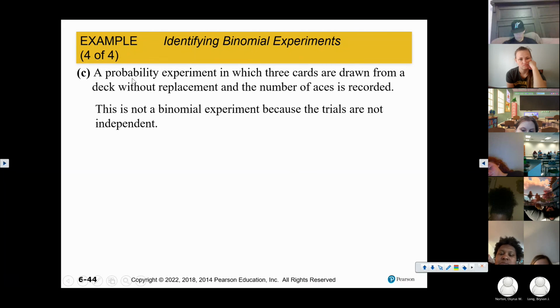Now, this one is not a binomial. A probability experiment in which 3 cards are drawn from a deck without replacement. Remember, without replacement, you put the card in your pocket. So is the math affected? Yes. So this one is blown out of the water at first, because anything without replacement is not going to be a binomial.